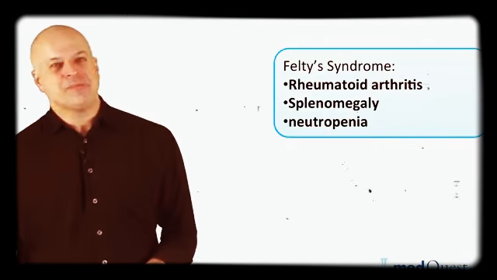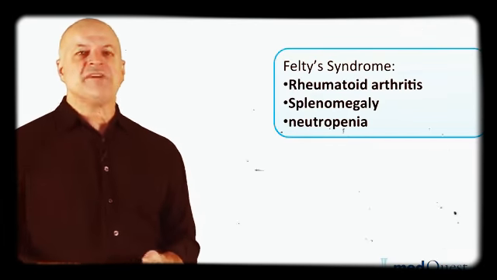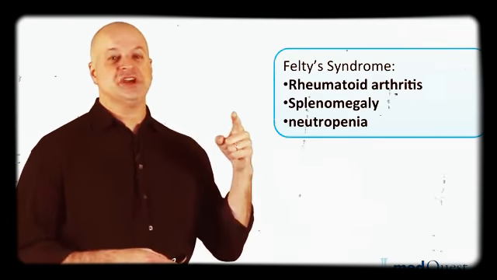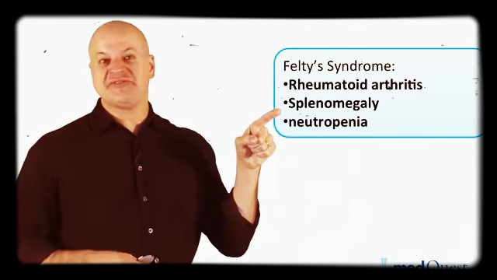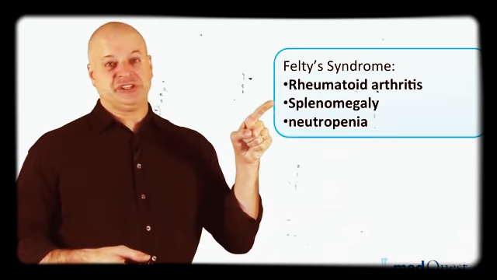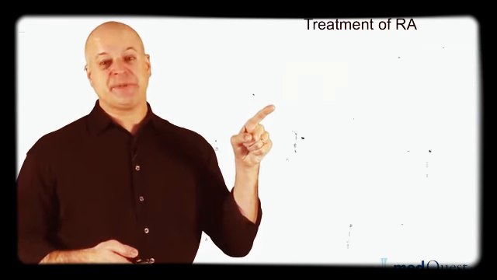Now Felty syndrome, man, people love that. Felty syndrome is simply a matter of definition. It's rheumatoid arthritis, splenomegaly, neutropenia. It's a triad, it's a definition, you got to know it. People ask. Felty syndrome, just those three things. That's it, it's a fact biopsy.